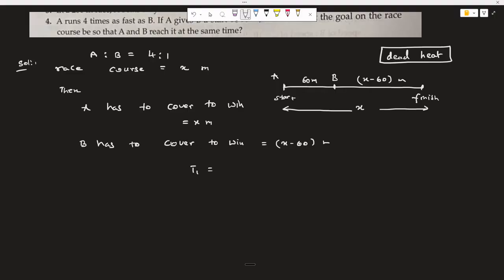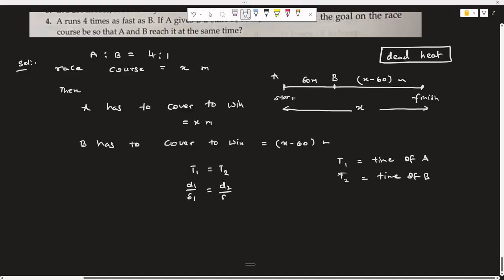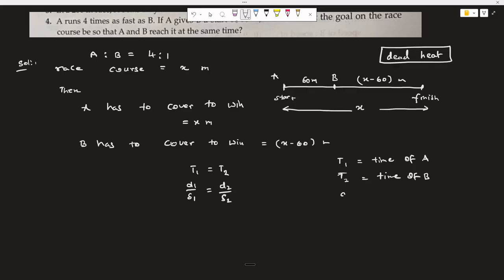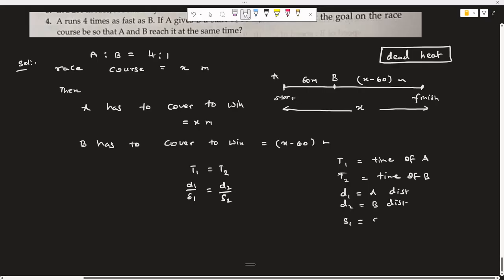So write down T1 is equal to T2, where T1 is equal to time of A and T2 is equal to time of B. Time means the formula was D1 by S1 and T2 means D2 by S2, where D1 is the distance A has to cover, D2 is the distance B covered, S1 is the speed of A, and S2 is the speed of B.